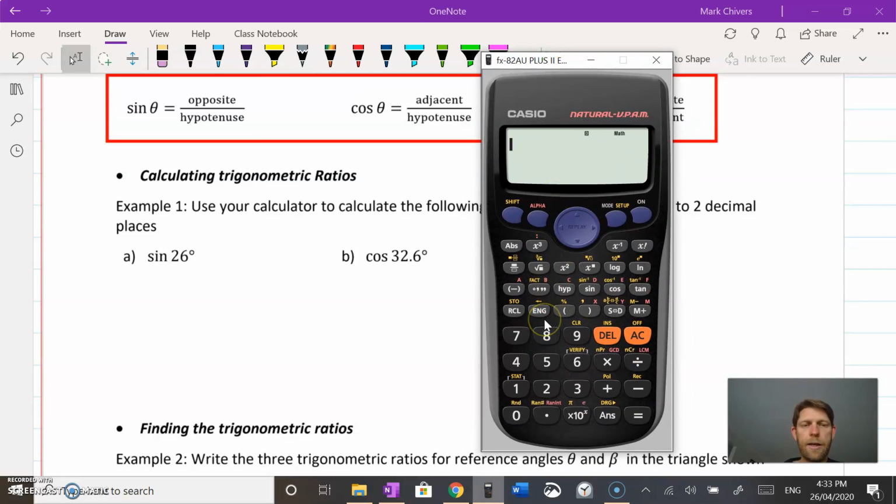So let's just use our calculator to find sine of 26 degrees. To do that, we press the sine button, we press 26. I'd like you to get in the habit of closing the brackets. With this one, it wouldn't have mattered, you would have got the right answer, but sometimes when we get to more complex trig, if you don't close the brackets, you'll get the wrong answer. So if you just get in the habit of always closing the brackets, you won't get the wrong answer. It says 2 decimal places there, so that's going to be 0.44.